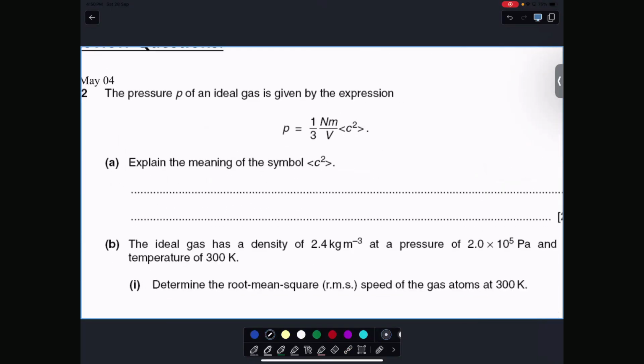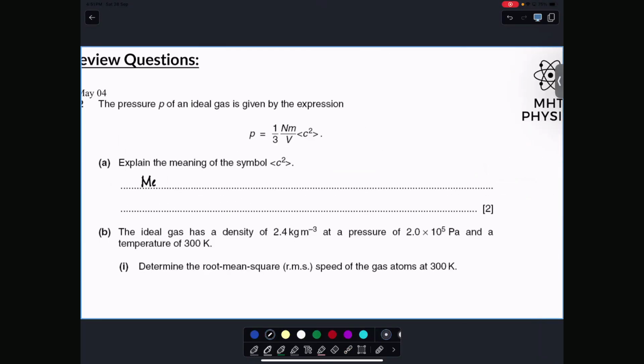So this is mean squared speed of the gas particles.